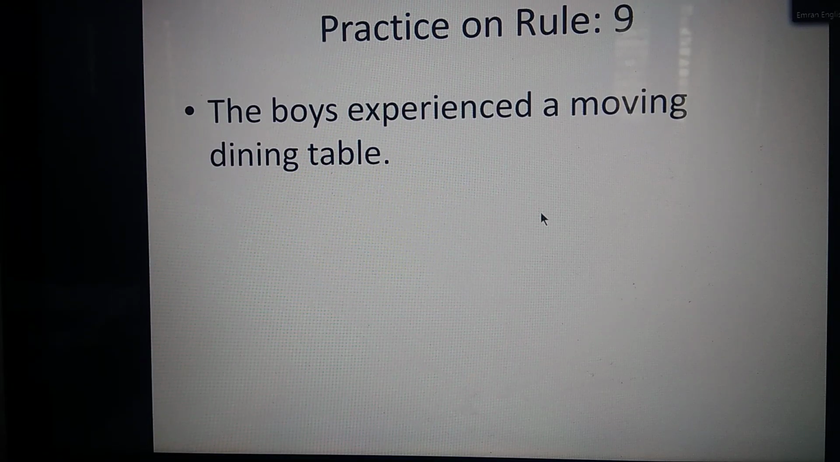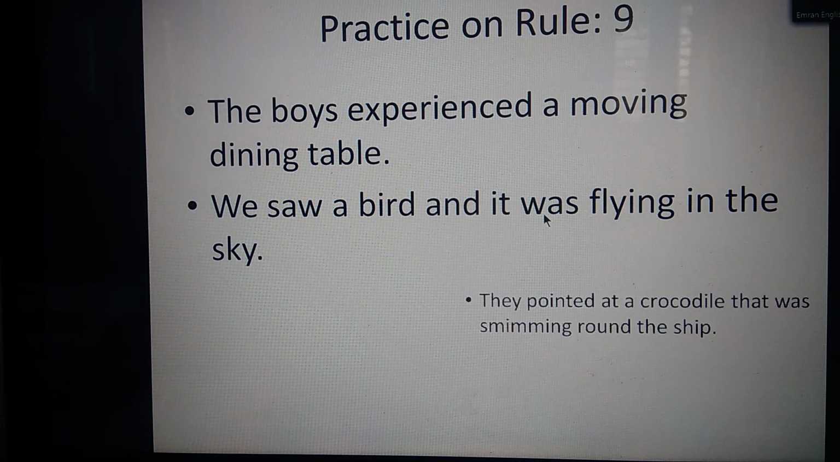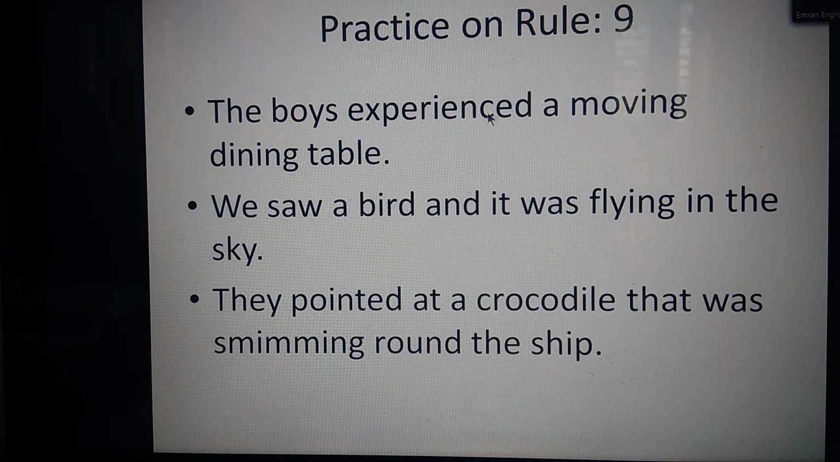This is practice on rule 9. I am giving you some sentences to be practiced at home. So the first one, the boys experienced a moving dining table, is in the simple form. You need to make it complex and compound. The second one is in the compound form. Please make it simple and complex. The third one is in the complex form. Make it simple and compound. You can answer through comments and get my feedback on your answers, whether they're correct or not.